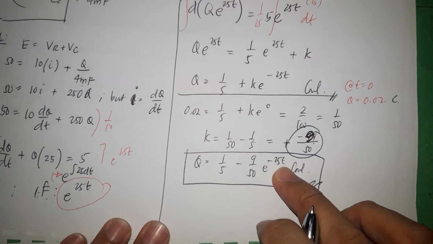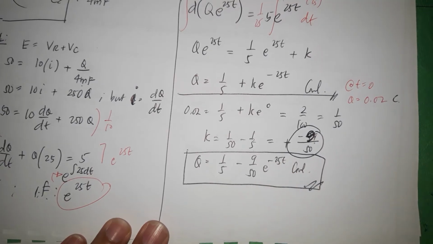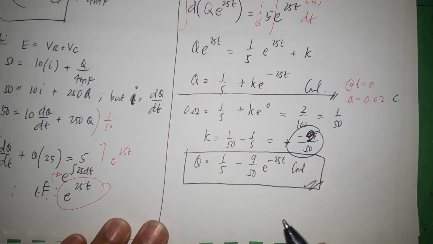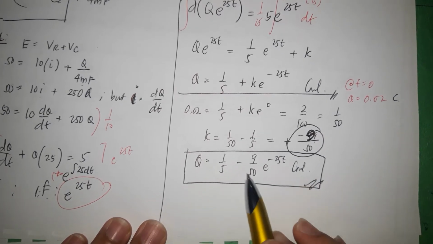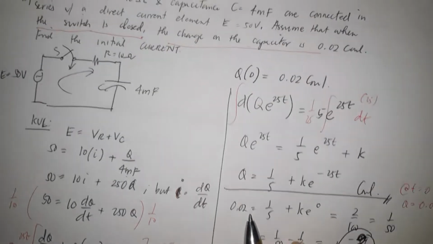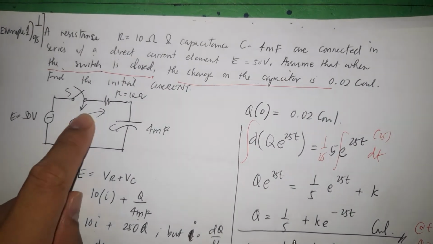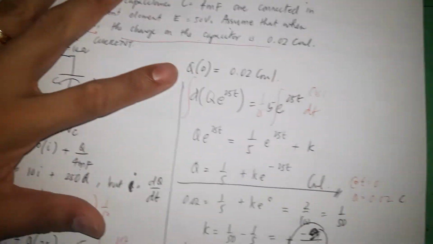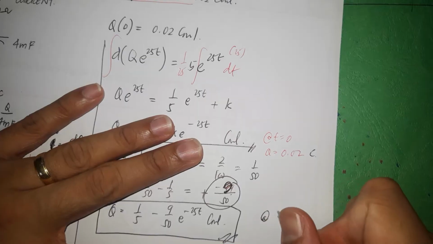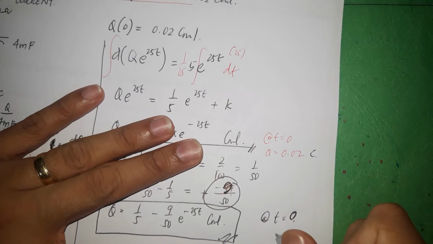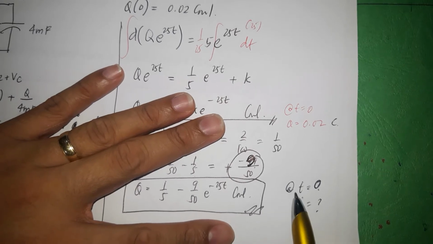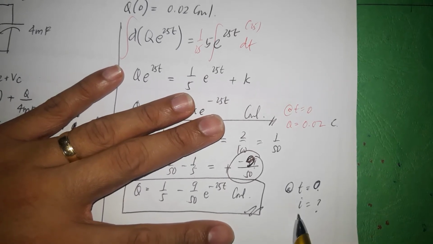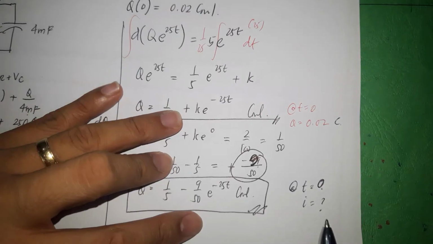So say for example, if you're given a time t equal to 2 millisecond, what must be our charge? So you just have to substitute and plug it into our expression. But the problem here is we are looking for the initial current. So the initial current, find the current at time t equal to 0. So initial current at time t is 0. What is the value of the current?